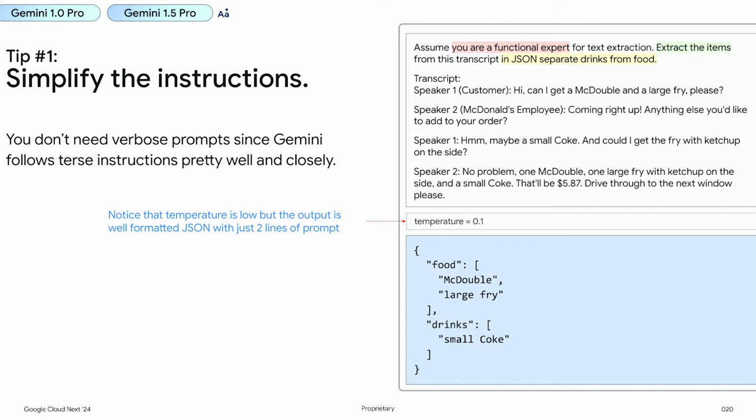So here in the example, you can see the prompt for extracting entities from a transcript, and the output is in the JSON format. And also notice that there are no few-shot examples given, but even then Gemini gives you a valid JSON response and does a pretty decent job in extracting those entities. And also notice the temperature is set at 0.1, and we'll actually come back to this in a few slides.